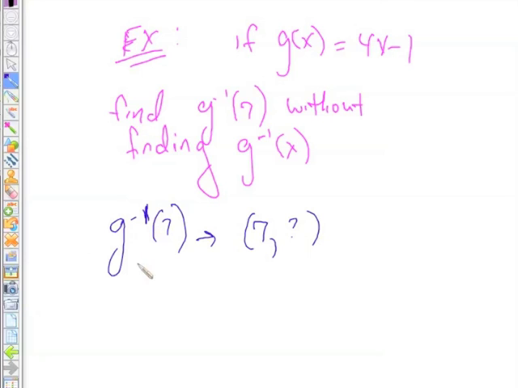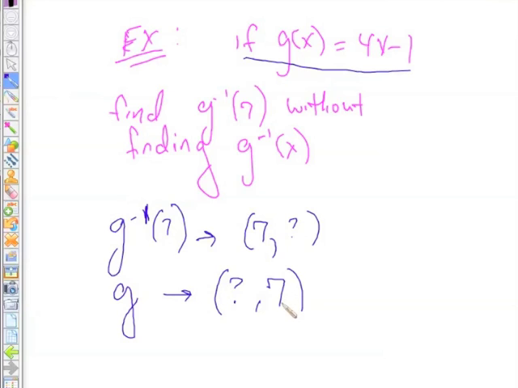So what I can do then is I look at g, the regular function, which means you swap x and y. So g would say, what is the input if 7 is then the output? So if in the inverse 7 is the input, then in the regular function 7 must be the output. So what I have is g. So I want to know when 7 is the output, what must x have been? So in other words, I want 7 to equal 4x minus 1.